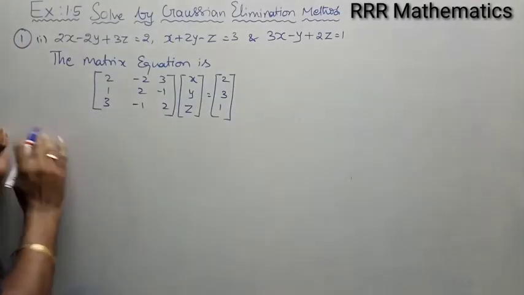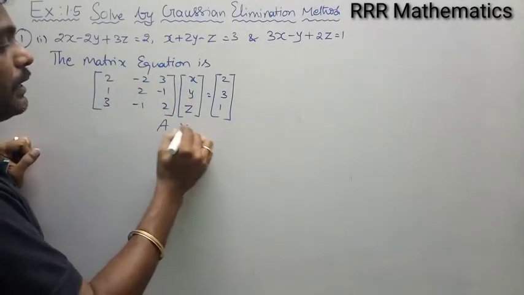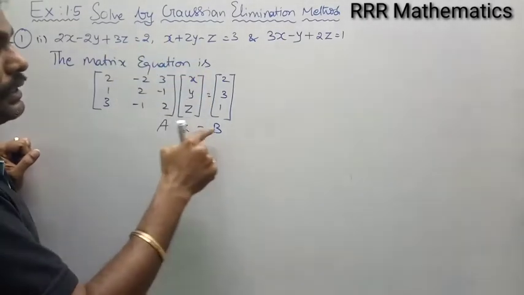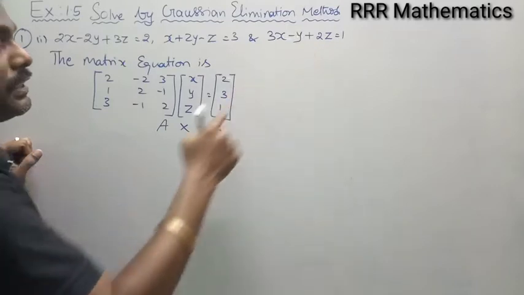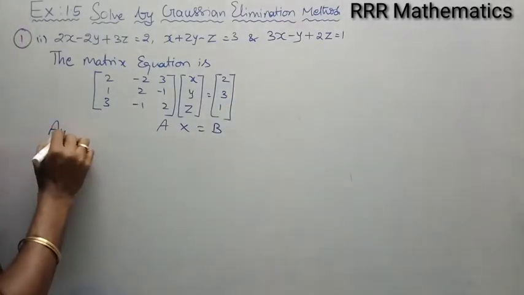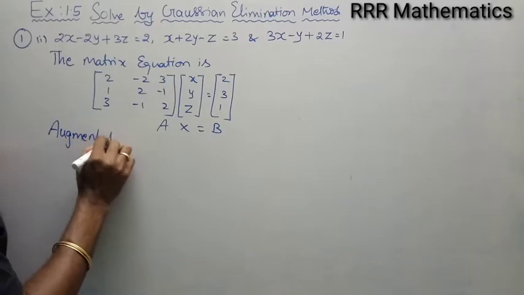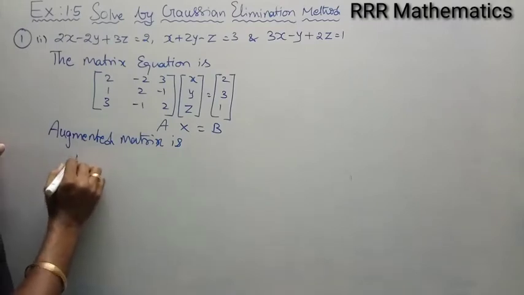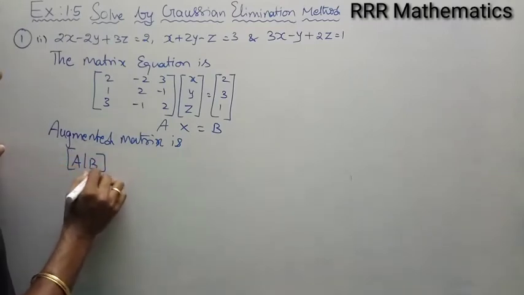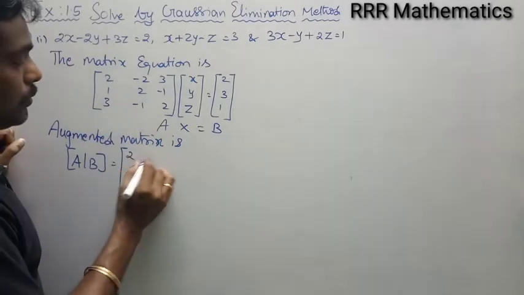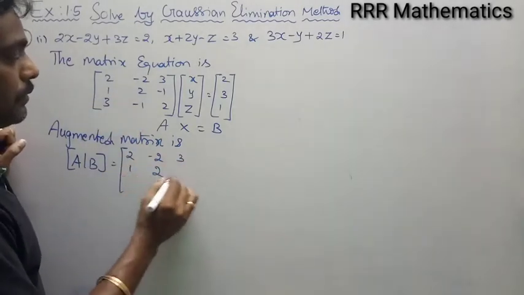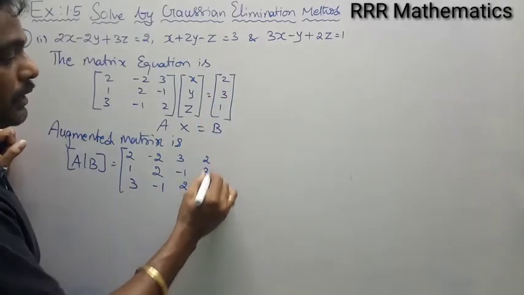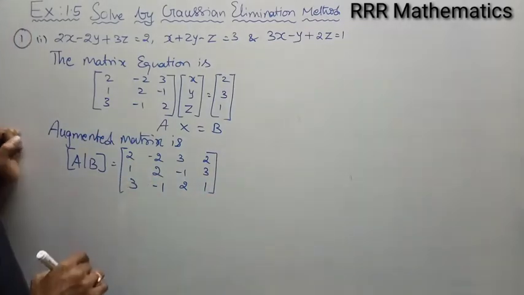Got it? The very first step: the matrix equation is AX = B, where A is the coefficient matrix of x, y, z, X is the variable x, y, z, and B is the constant value that appears on the right hand side of the linear equation. Now the augmented matrix. The augmented matrix is A and B together: 2, -2, 3; 1, 2, -1; 3, -1, 2, and the fourth column 2, 3, 1. This is the augmented matrix [A|B].